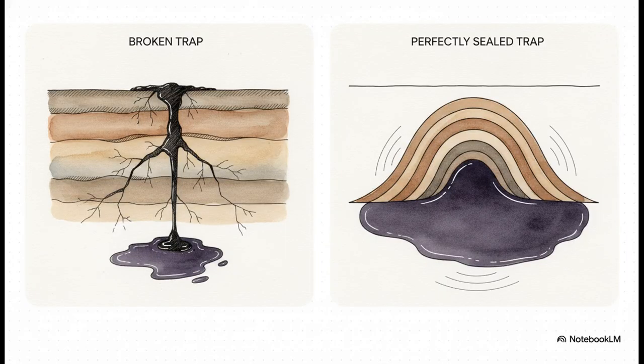So, quick check. What happens to exploration success once we stop looking for surface seepage and modern seismic takes over? Well, it jumps dramatically. Surface methods only ever found the leftovers, the traps that were already broken and leaking to the surface. Modern seismic, on the other hand, allows us to locate massive, perfectly sealed traps that have absolutely zero visible surface expression, which, it turns out, is most of them.